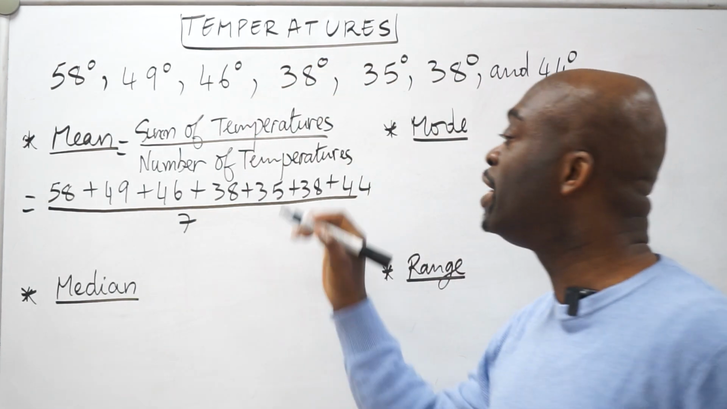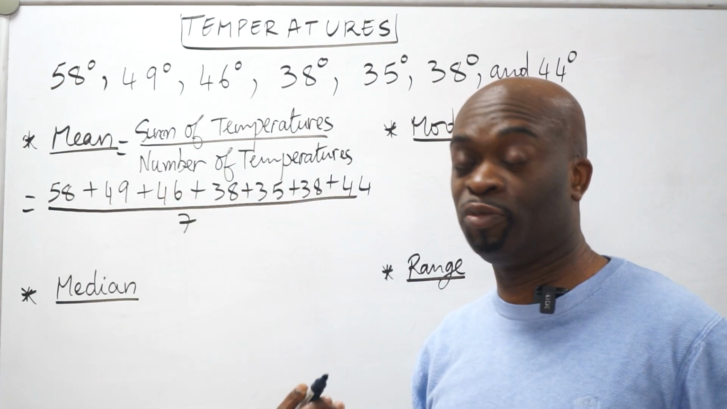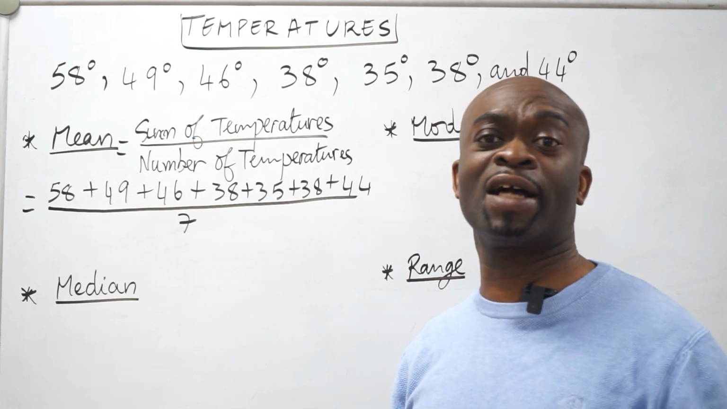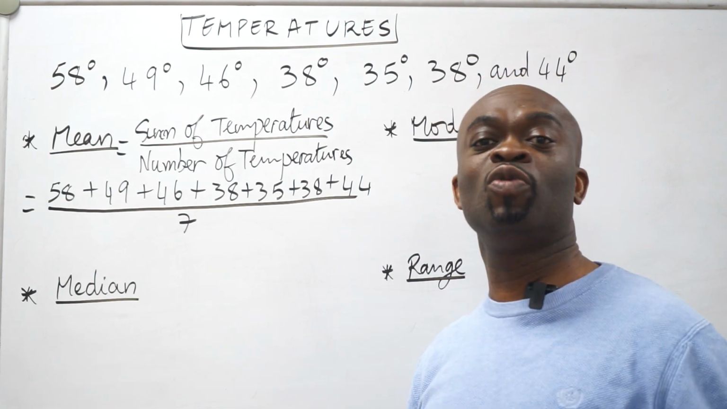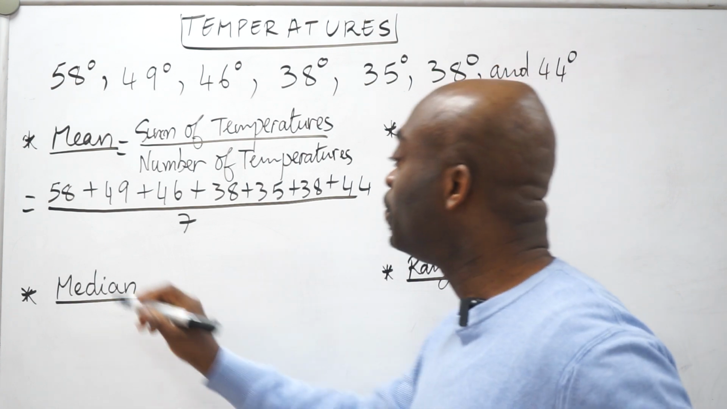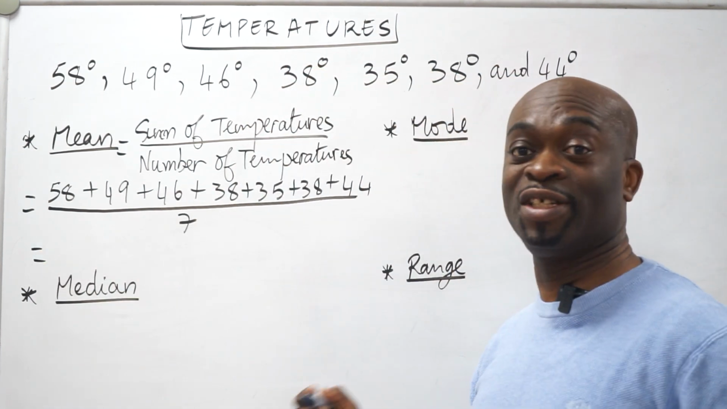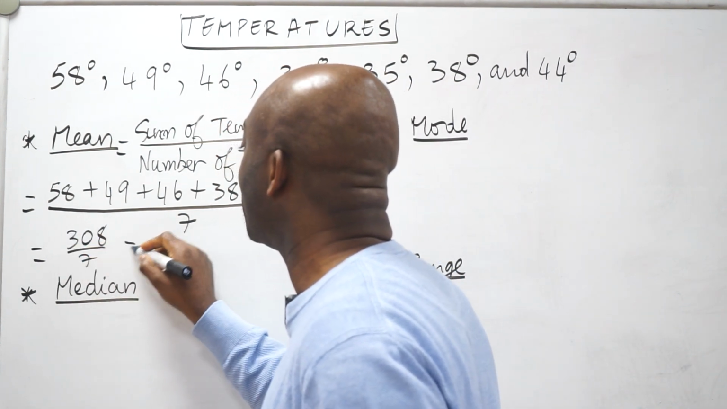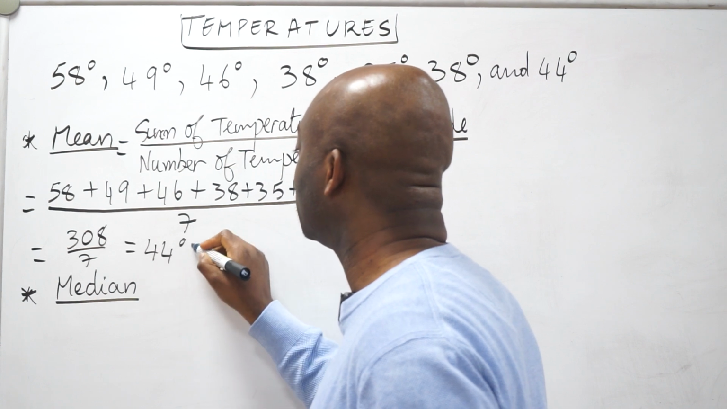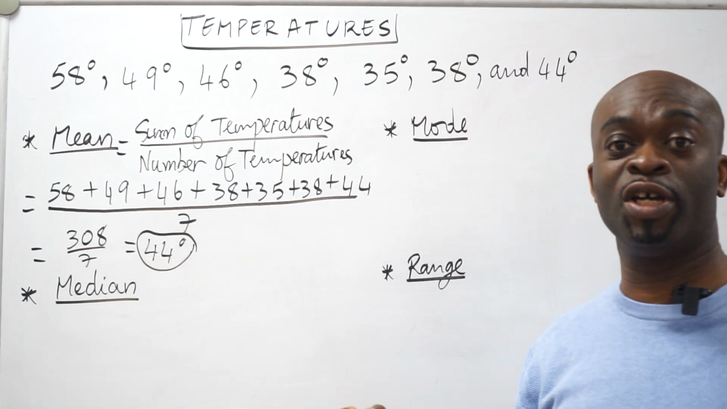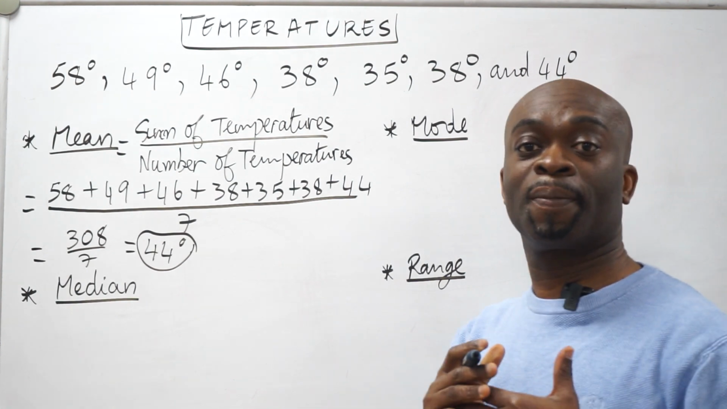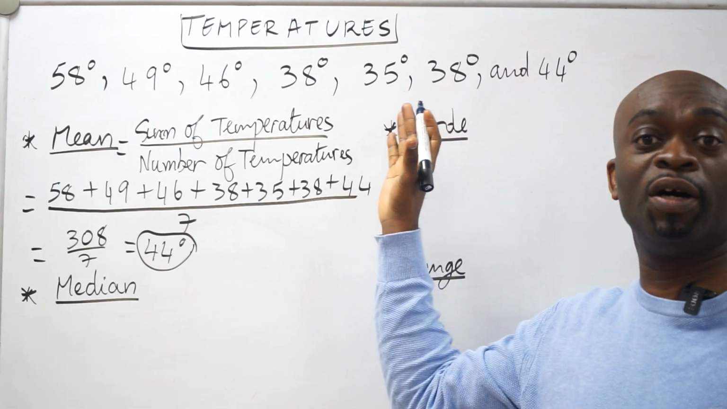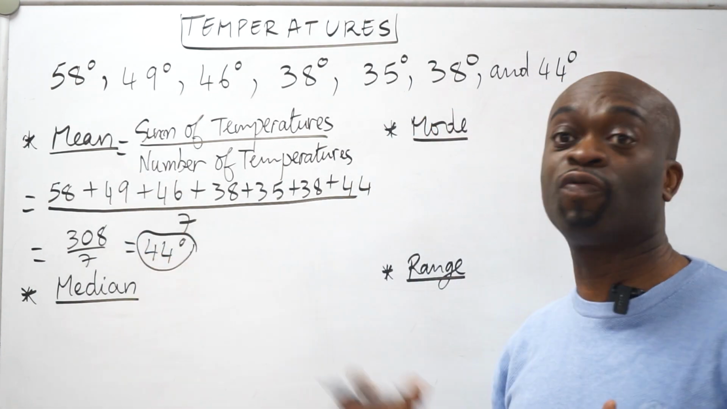As you can see, we did not need to put these numbers in order. We don't need to at this point. You can just add them up and divide by 7. You can use your calculator if you're allowed to; if not, you can do it manually, which is also fine. When you add these numbers up, it's 308. So 308 divided by 7 gives you 44 degrees. So let's say it's over 7 days, over a week, we recorded all of these temperatures. The average then is 44 degrees.